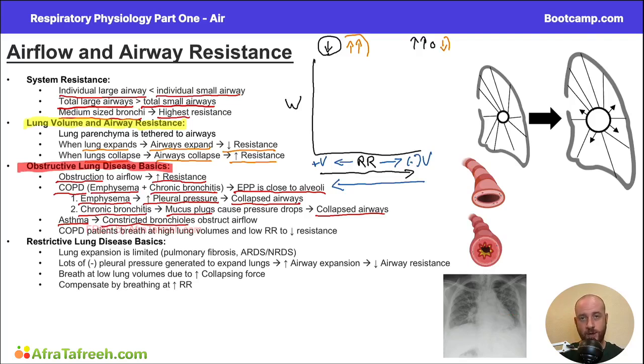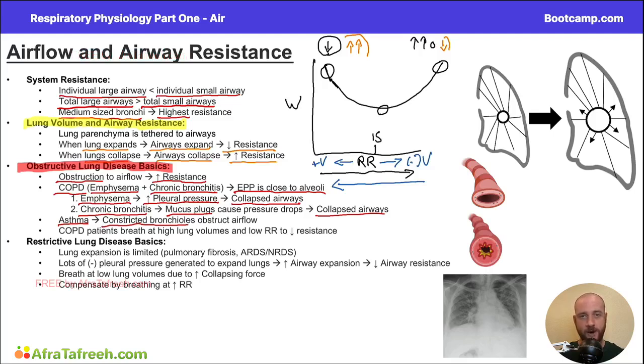So now let's just draw in our normal curve, and the normal curve kind of has a U shape to it, so it kind of looks like this. And the reason it looks like this is because on the left side of the graph here, it takes a lot of work to overcome all that elastic recoil of those stretched out lungs. Whereas on the right side of the graph, it takes a lot of work to overcome the airway resistance of those collapsed airways. And so work is minimized in the middle of the graph here, which corresponds to a respiratory rate of about 15 breaths per minute.